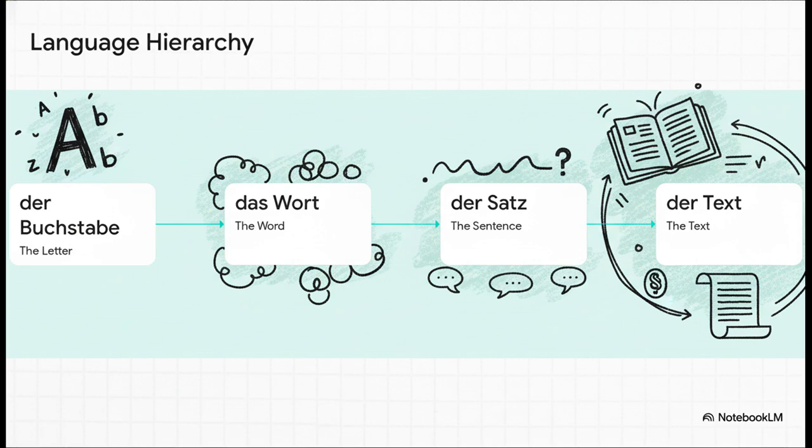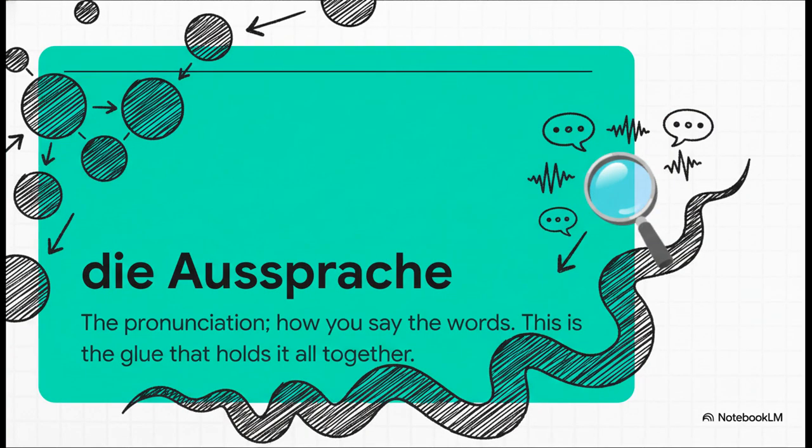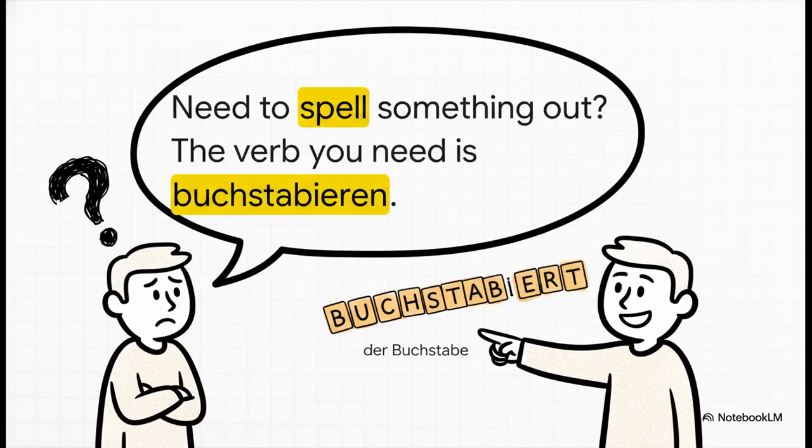It's that simple, really. But all of those letters and words are just symbols on a page until you give them a voice. And that's where die Aussprache comes in. That's die Aussprache, your pronunciation. It's the glue that holds everything together and makes it all understandable. And hey, speaking of letters, here is an incredibly useful verb. If someone doesn't understand you, you can offer to buchstabieren it for them. That's buchstabieren, to spell it out. You can see how it comes right from der Buchstabe, the letter. This one is a lifesaver, trust me.